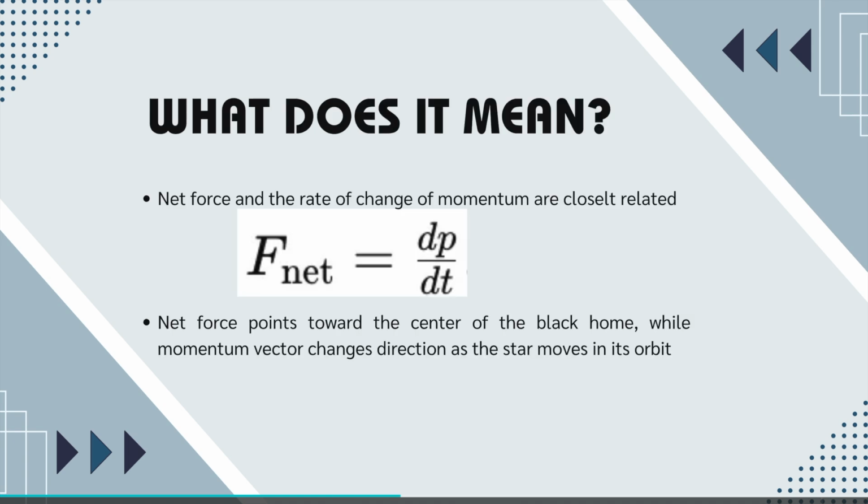What does this mean? The net force and the rate of change of momentum are closely related. The net force points toward the center of the black hole, while the momentum vector changes direction as the star moves in its own orbit. The perpendicular component of momentum change alters direction, while the parallel component would change the star's speed. This relationship explains why the star stays in orbit rather than spiraling in or flying away.